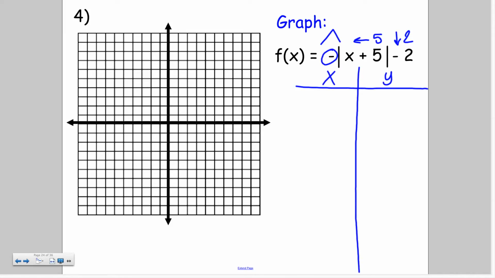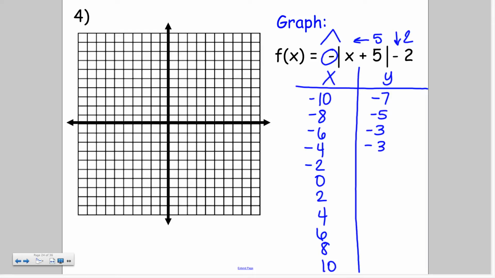All right? Now, if we go ahead and sketch it, X and Y, -10. Let's see if we get whole numbers before we start. So if we plug in a -10, we're going to end up with a -7, so we are good. All right, so let's go ahead and fill in the 10, -8, -6, -4, -2, 0, 2, 4, 6, 8, and 10. All right, if you want to pause this and plug it into your calculator so you can get your values, go ahead. So we're going to get -5, -3, -3, -5, -7, -9, -11, -13, -15, -17.